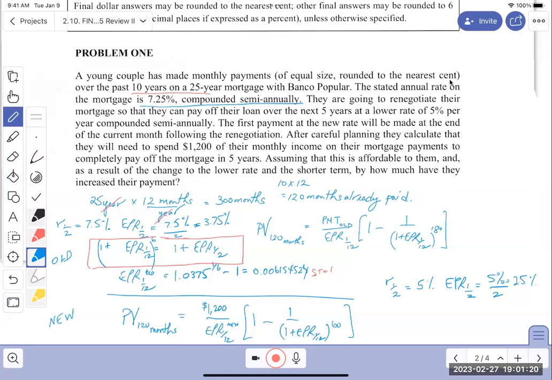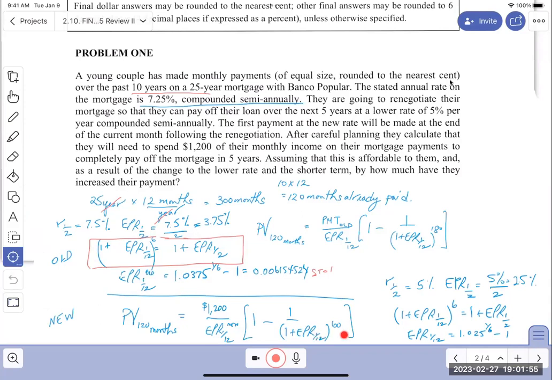And now you want to get the monthly rate from there. So you use the equation 1 plus the EPR, the monthly, 6 months, to make a semi-annual period. To find it, you have to use 1.025 to the 1/6 minus 1. And that is the rate that goes in here. So once you find this rate, put it in here.